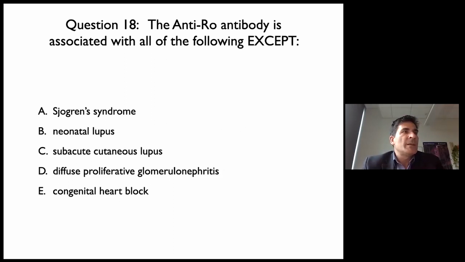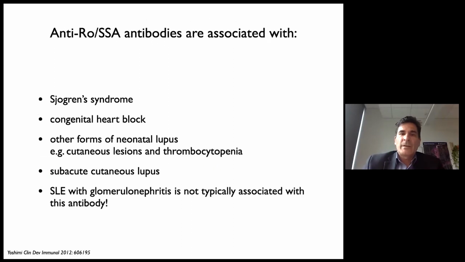Question 18. The anti-Ro antibody is associated with all of the following except A, Sjogren's syndrome, B, neonatal lupus, C, subacute cutaneous lupus, D, diffuse proliferative glomerulonephritis, or E, congenital heart block. And the correct answer is D, diffuse proliferative glomerulonephritis. This is a disease manifestation of SLE, which is not associated with anti-Ro, but with anti-dsDNA antibodies, whereas all the other disease manifestations are associated with an anti-Ro antibody.